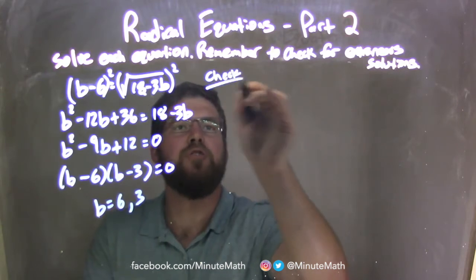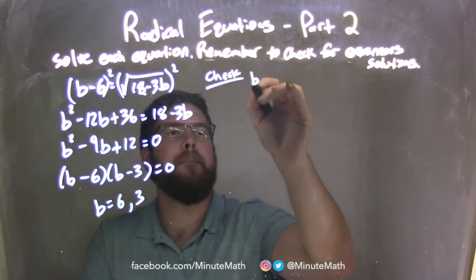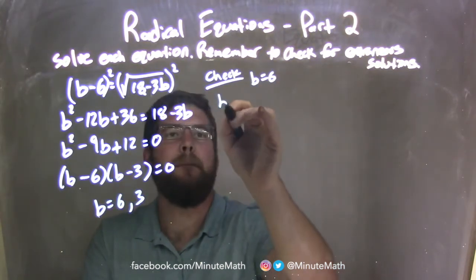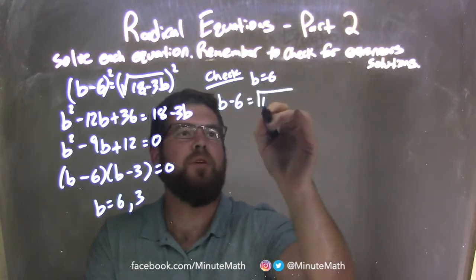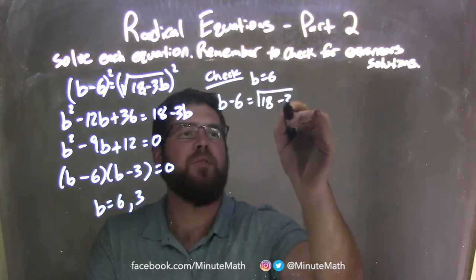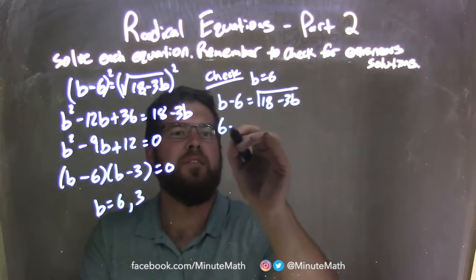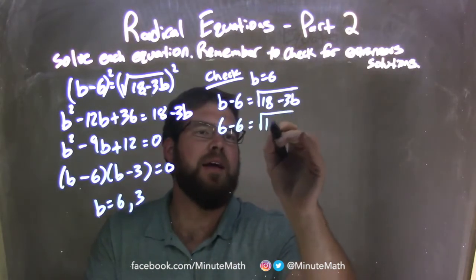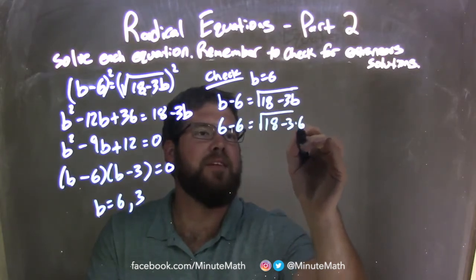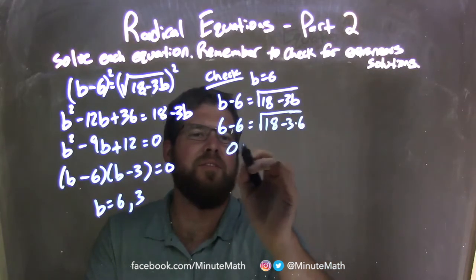Check it. So let's do the first one, b equals 6. So we have b minus 6 equals the square root of 18 minus 3b. Let's plug 6 in for b. 6 minus 6 equals the square root of 18 minus 3 times 6. And for that b, 6 minus 6 is 0. Fantastic.